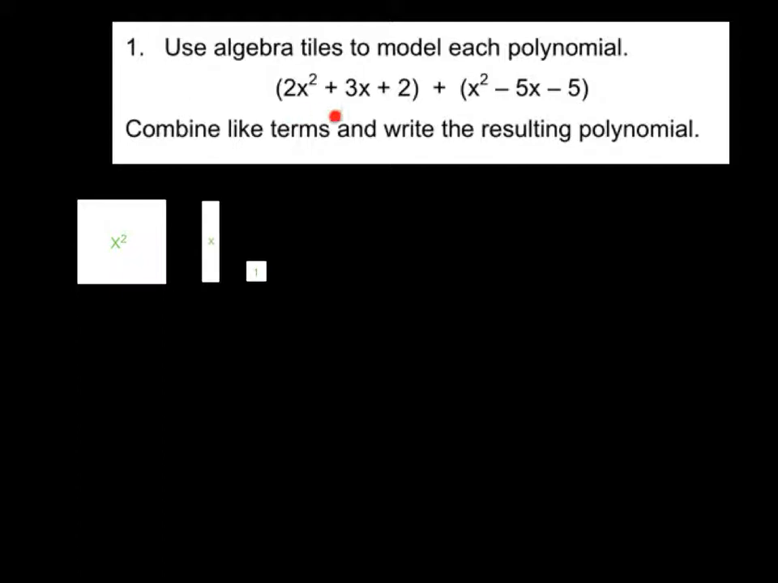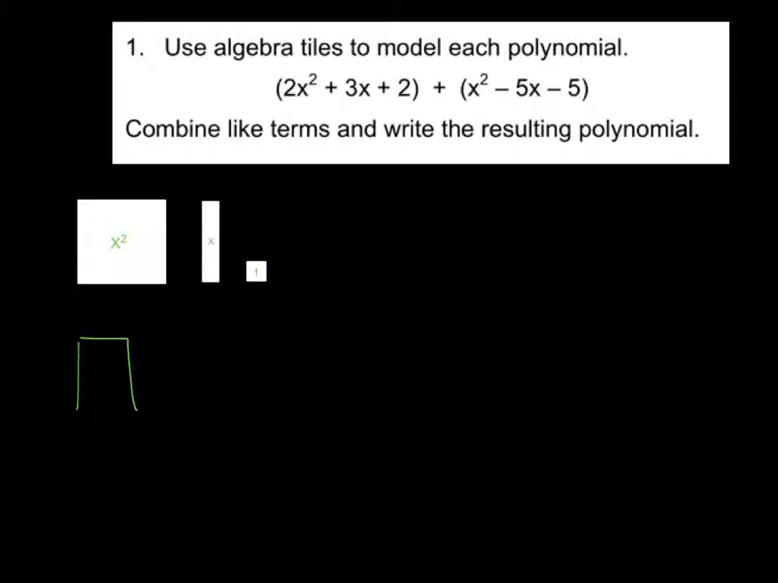Okay? So if you look here at the polynomial that was given, it says 2x squared plus 3x plus 2 plus x squared minus 5x minus 5. And they ask you to use algebra tiles to model that. So the first thing I'm going to do is just sketch my algebra tiles. So I know that for this first polynomial, I have 2x squareds.